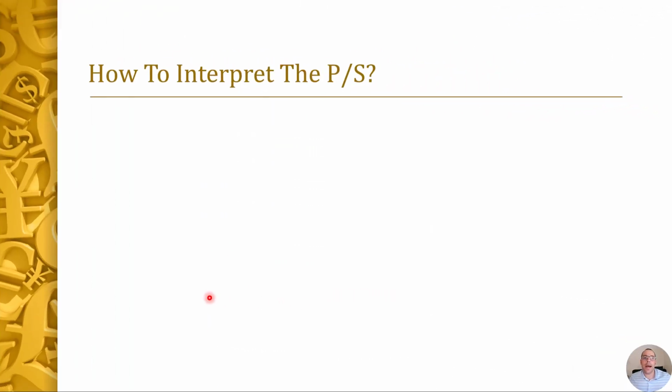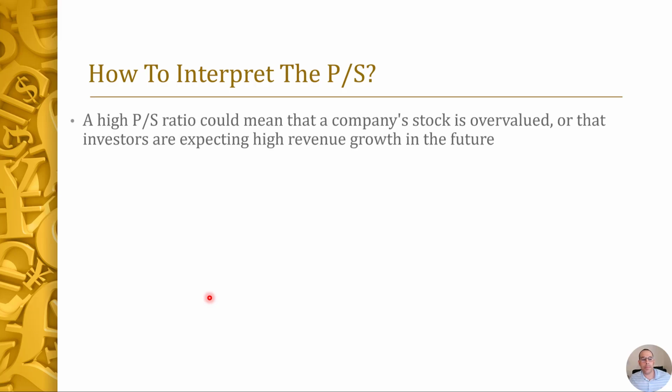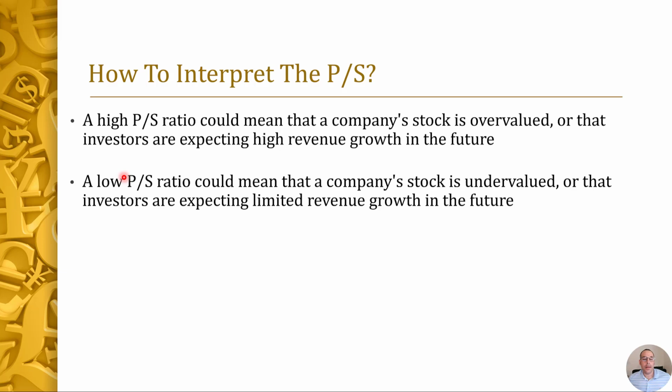Now that you understand how to calculate the price to sales, let's try to look into it a little deeper. If a company has a high price to sales ratio, it could mean the stock is overvalued and you should stay away. Alternatively, it could mean the company is expecting great growth in the future and it might be a good time to buy the stock. If you see a company with a low price to sales, it could mean the stock is way undervalued. Or this could indicate the company may struggle in the future and their revenue will decline.